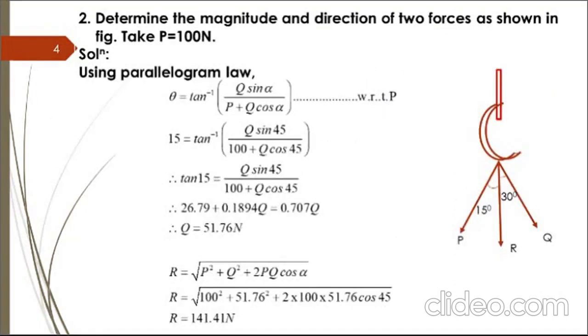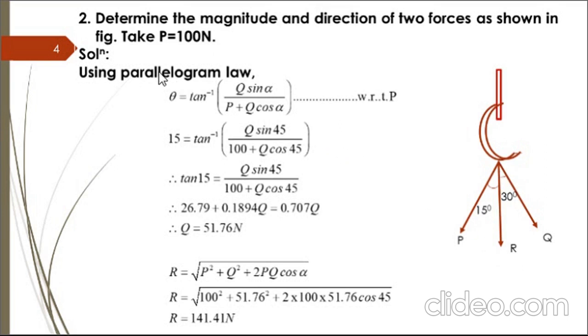So let's see the next numerical. Determine the magnitude and direction of two forces as shown in the figure. Take P equal to 100 Newton. In the figure a hook is shown. At the end of this hook, two forces are applied, force P making an angle of 15 degrees with respect to vertical, and force Q making an angle of 30 degrees with respect to vertical, and the resultant of forces P and Q is given, acting vertically in the downward direction, that is R.